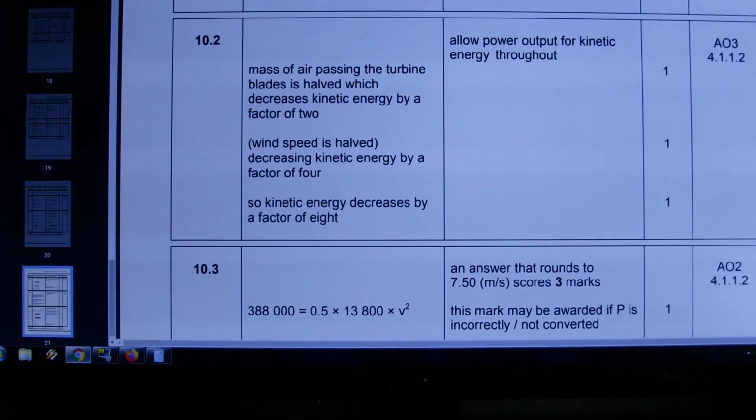28,000 or 2.8, obviously. Mass is halved, which decreases kinetic energy by a factor of 2. Wind speed is halved, decreasing kinetic energy by a factor of 4, so kinetic energy decreases by a factor of 8. Allow power output in place of kinetic energy throughout. 3 marks.